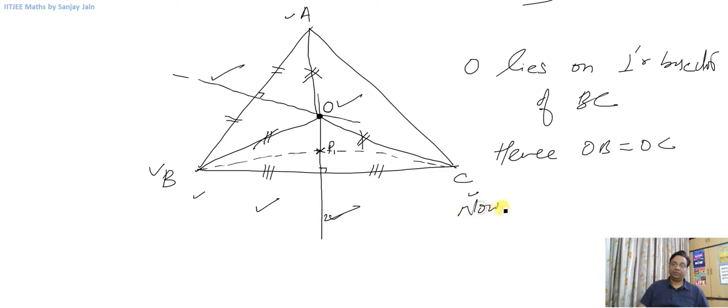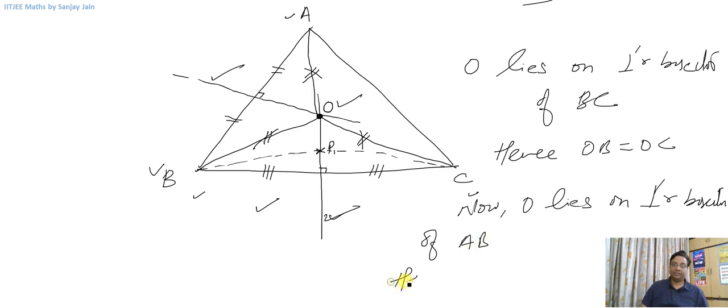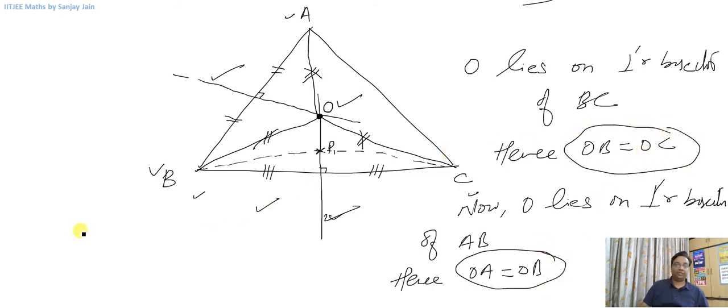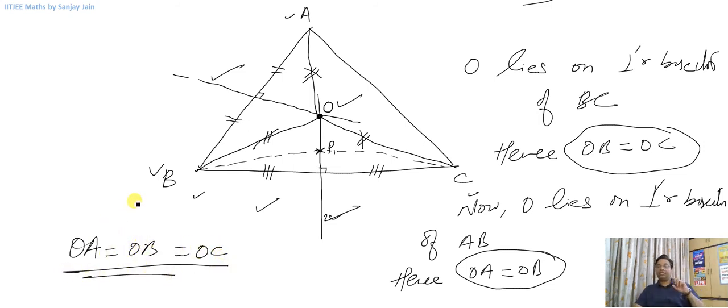Now O lies on the perpendicular bisector of AB, hence I can say OA is equal to OB. Now if you compare this equality and this equality here, we can say that OA is equal to OB is equal to OC, which means the circumcenter O is equidistant from the vertices of this triangle, right?